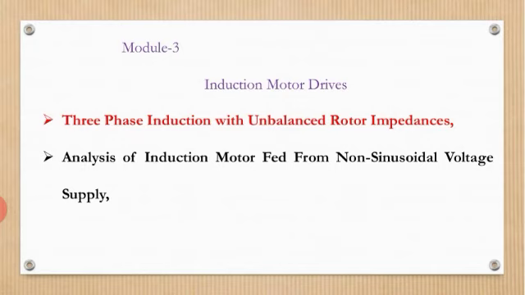Earlier, unbalanced rotor impedance operation was employed for starting and speed control. It is not in use anymore, but a loose contact in the rotor circuit can cause unbalance in the rotor resistance. Hence, it is necessary to examine the effect of unbalance on motor performance.